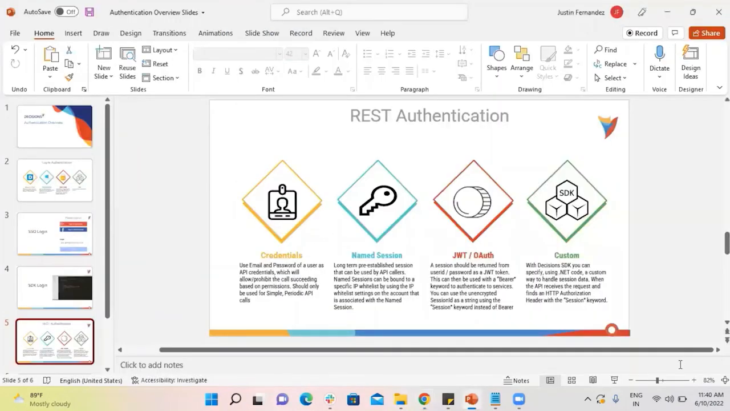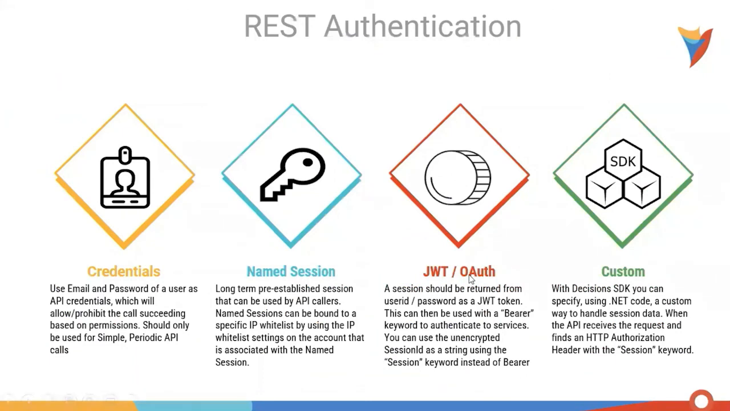Now coming back to my slide, the next one we have is JWT, JSON Web Token, or OAuth. As part of your API call or request, you can send in a token, and then in Decisions, you can set up the key to use that token for authentication of that particular API call. You can pass in these tokens using either the word Bearer or Session as part of your request, and the token is used for authentication and authorization of that particular call in Decisions.